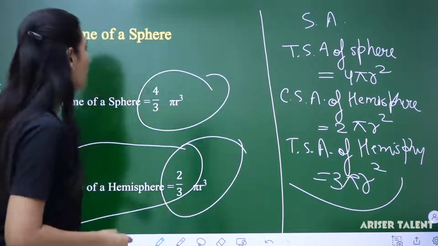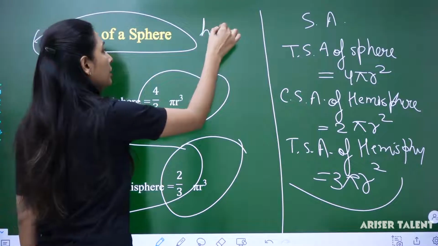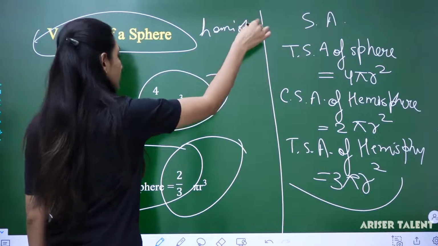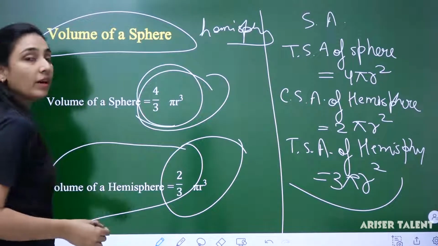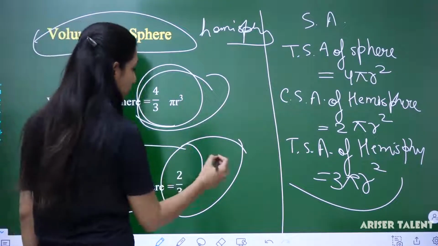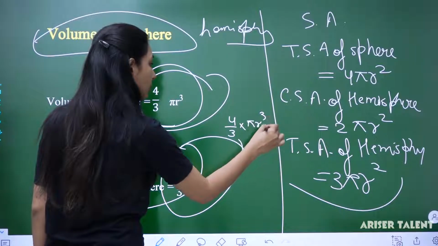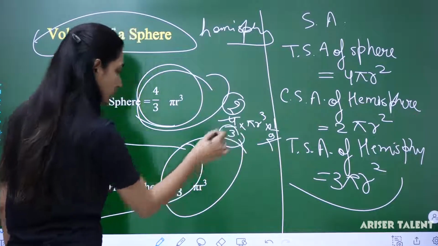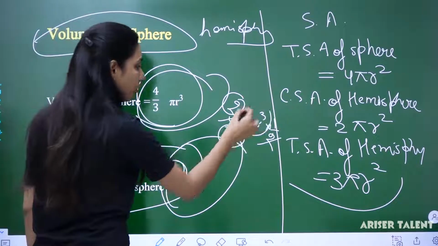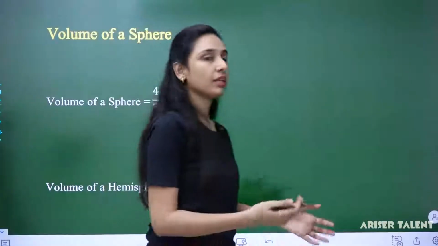Now we have to talk about the volume of sphere, also volume of hemisphere. Okay, if you just have a look here, if it is 4 by 3 pi r cube, just half it, like 4 by 3 multiplied by pi r cube multiplied by 1 by 2, just half it, and you will be getting 2 by 3 pi r cube. So this is the thing, something it will work.